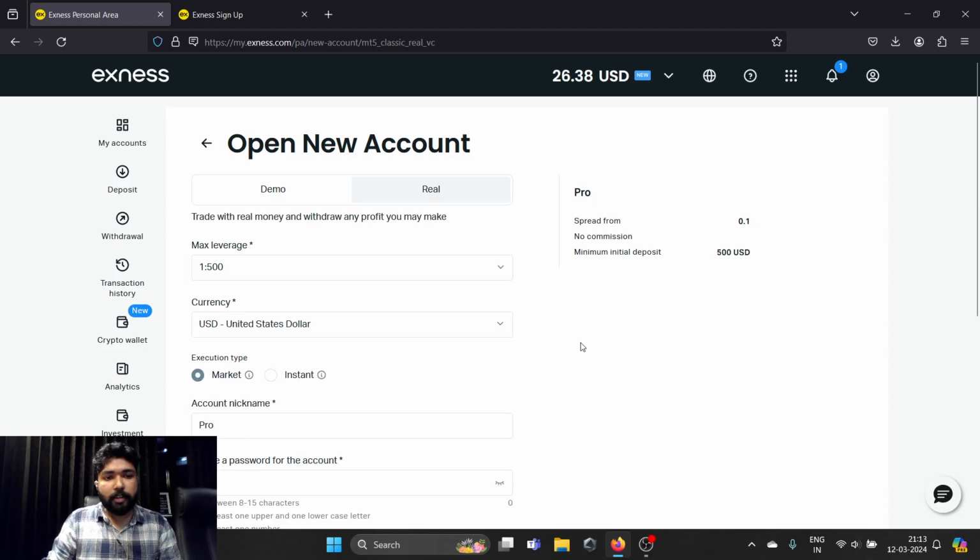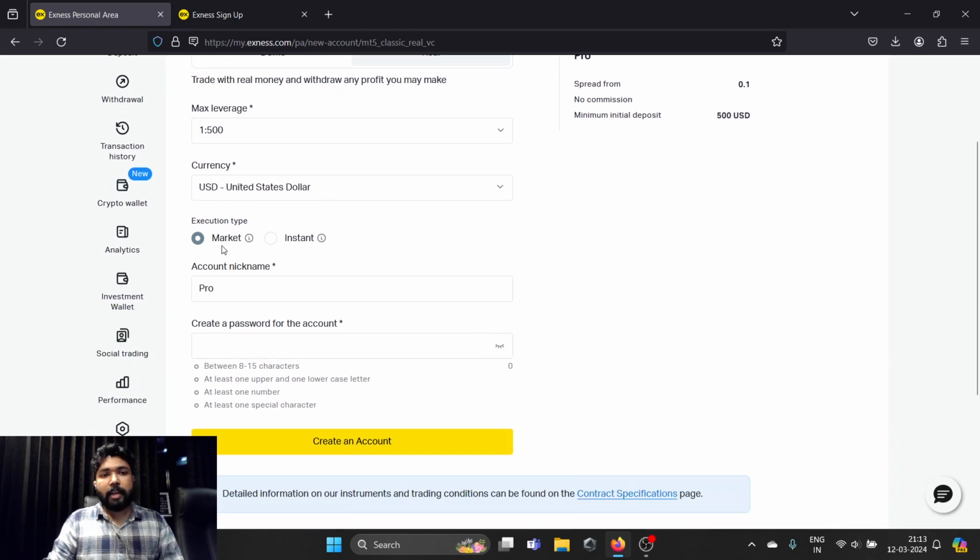You can choose which currency you want, and you can choose the execution type as market or instant. Instant means you would be getting instant execution, like if you press the button, the execution would be on the spot. Market execution means whichever is the best price closest to your order, the most market price, you would be having that market execution. The execution speed is slightly different, that's all.